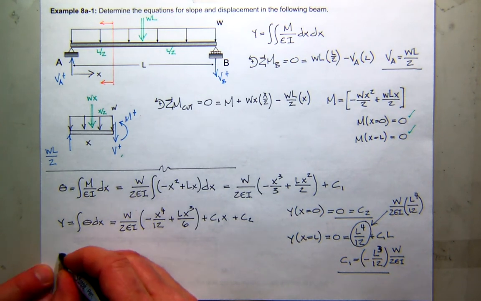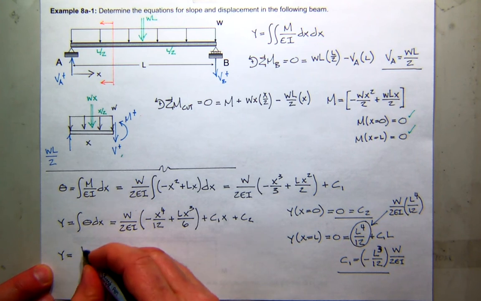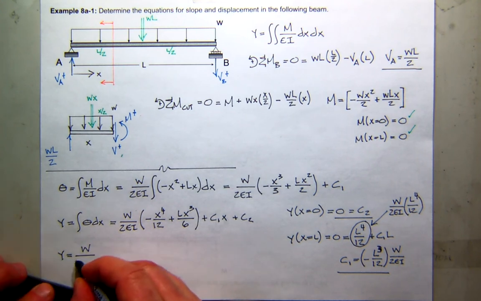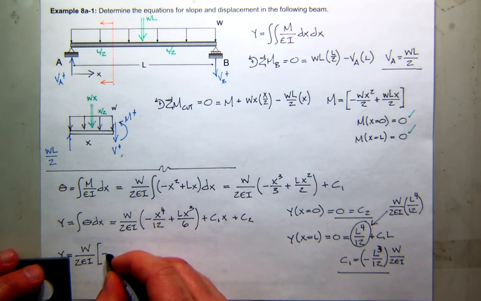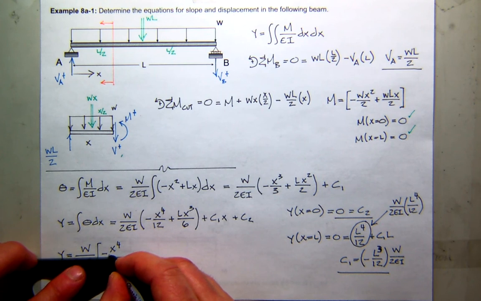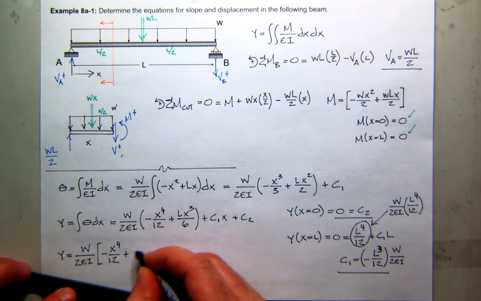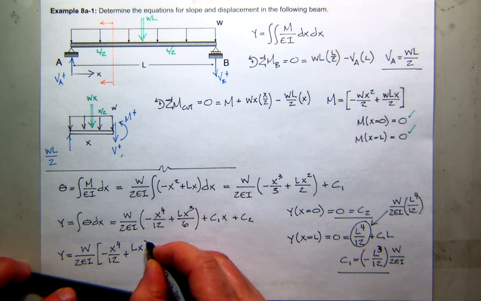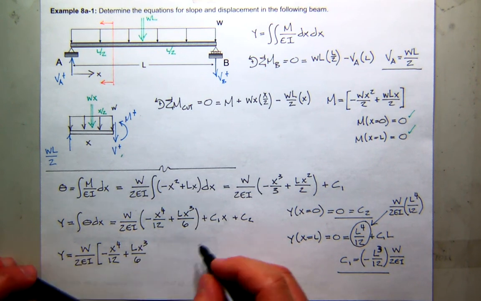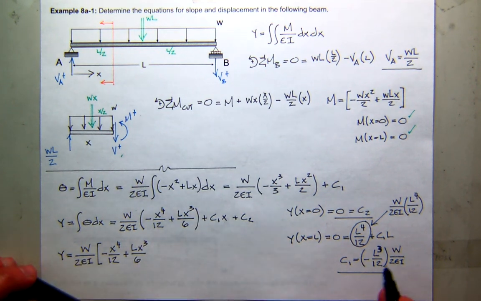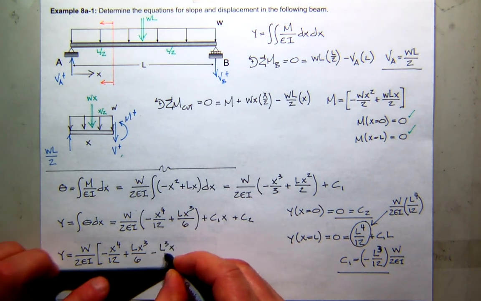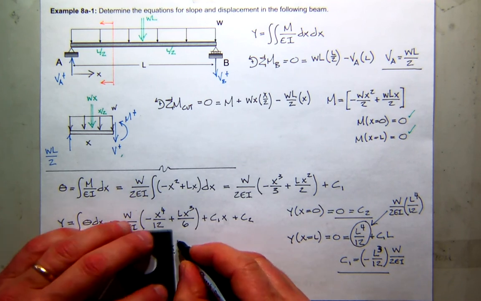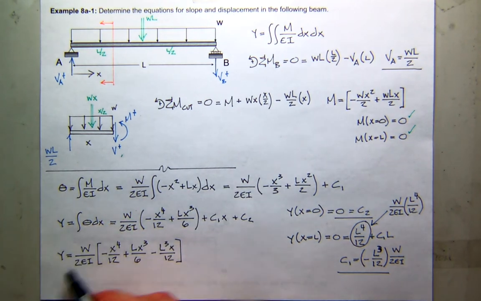So what would be my displacement equation? Well, I still got the W over 2EI out front. And then inside I have what? This: minus x to the 4th over 12 plus Lx cubed over 6 plus C1x. And there's C1 with the same constant, so that'll be minus L cubed x over 12. So I now have an equation for displacement at any value x in the beam.